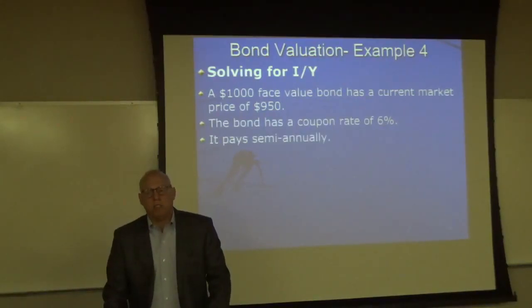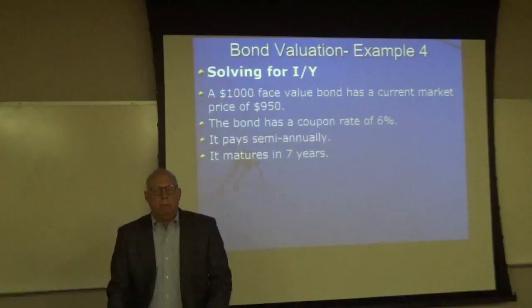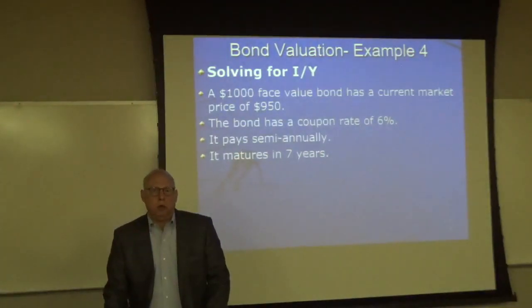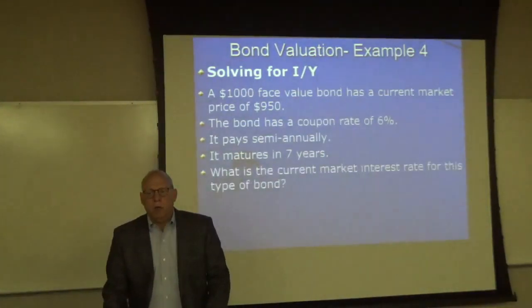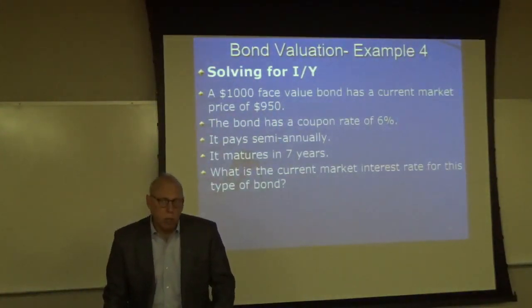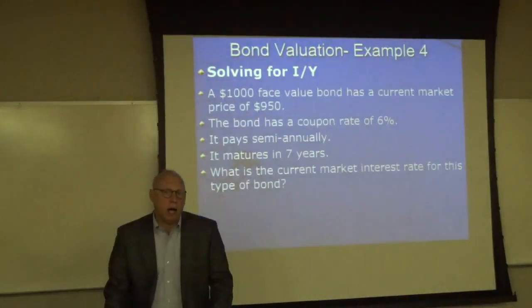All right, this bond pays semi-annually. It matures in 7 years. So what is the current market interest rate? So compute IY. And remember that since we're going to enter this as a semi-annual problem, we are going to get a semi-annual answer or a semi-annual IY. Therefore, to annualize that IY, we have to multiply it by 2.